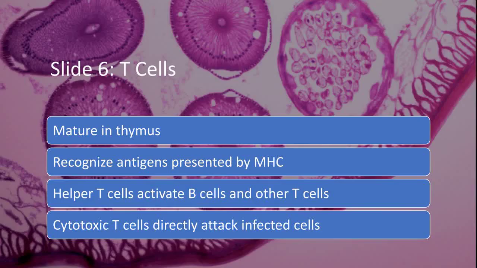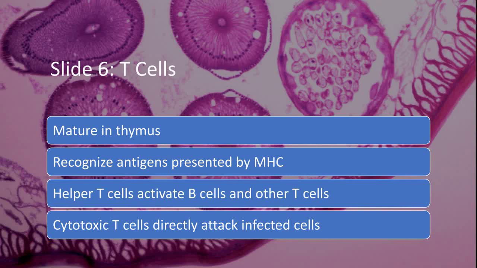On our sixth slide, we will discuss T cells, which are another type of white blood cell that mature in the thymus and play a crucial role in adaptive immunity. T cells recognize antigens presented by major histocompatibility complex (MHC) molecules on the surface of cells. There are two main types of T cells: helper T cells and cytotoxic T cells.